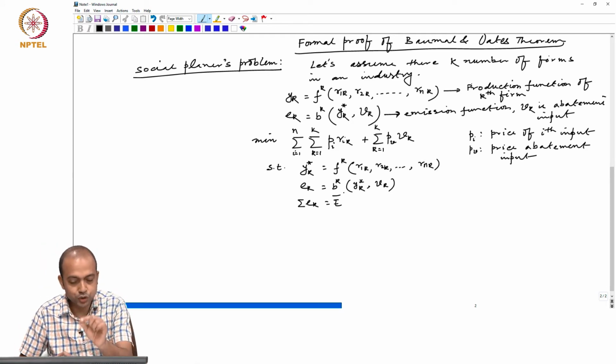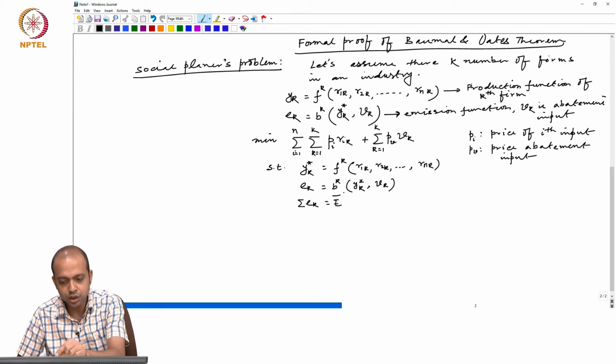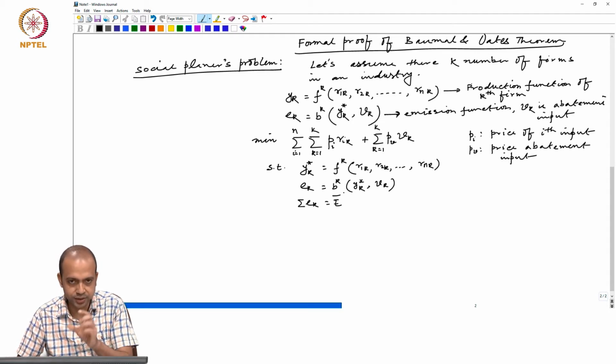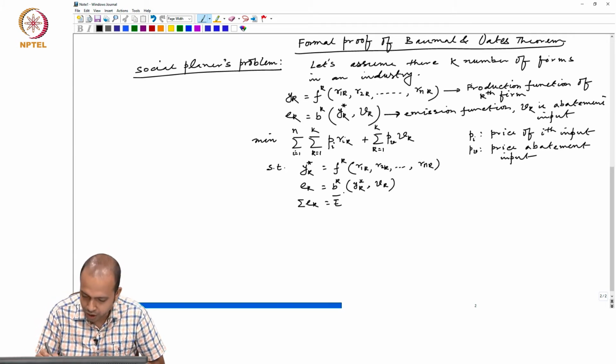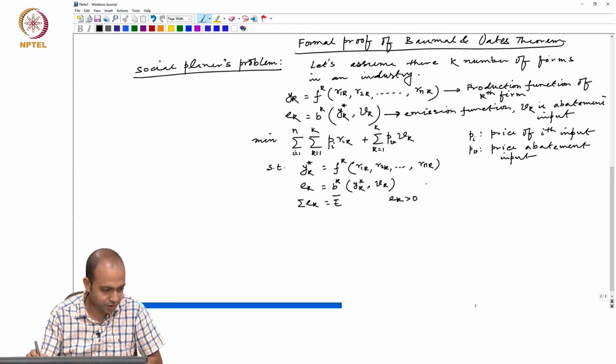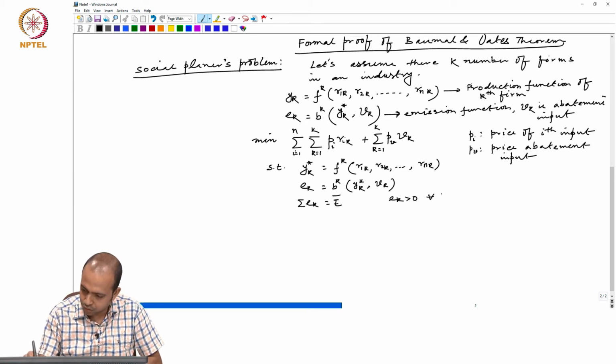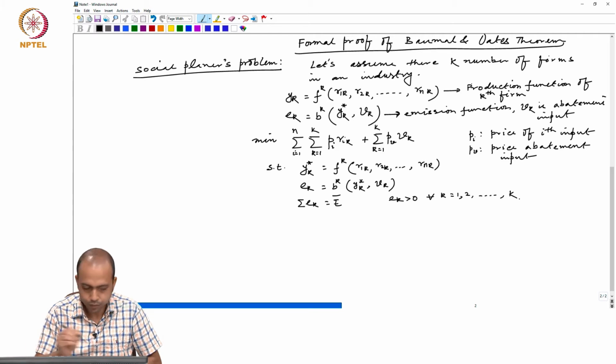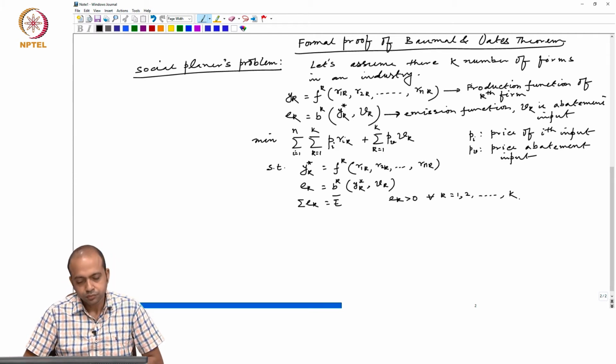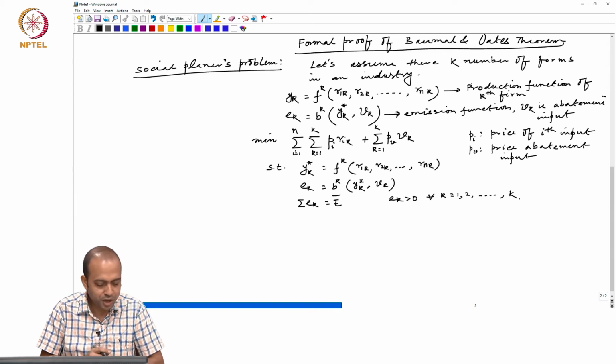So, the social planner wants to minimize the total cost of production plus the total cost of abatement, subject to these restrictions: the kth firm should produce a given level of output, this is the emission function, and total emission should not exceed some E bar amount. And here we assume that Ek is greater than 0 for all k. Right, so this is the social planner's problem, and what do we need to do?